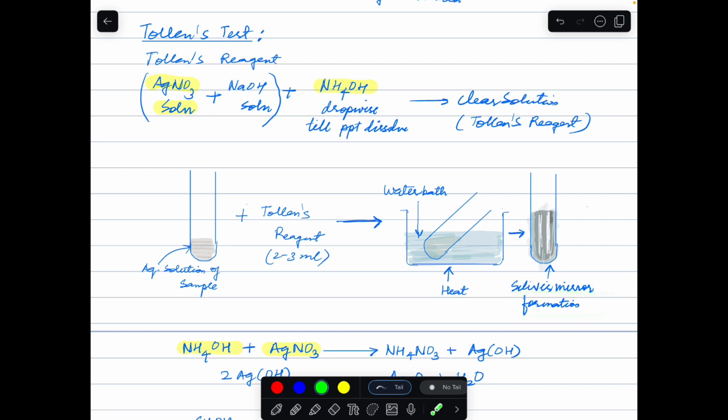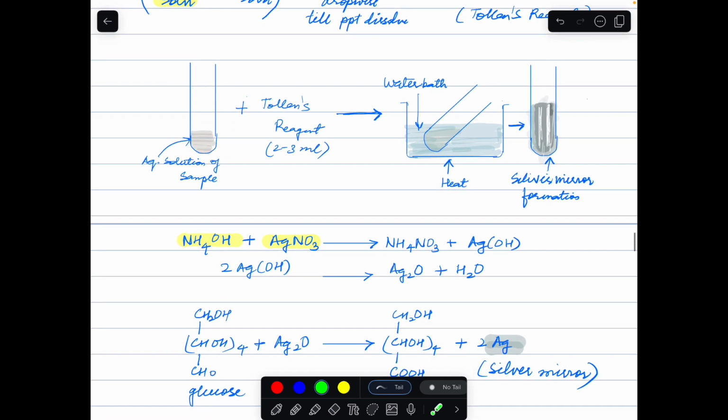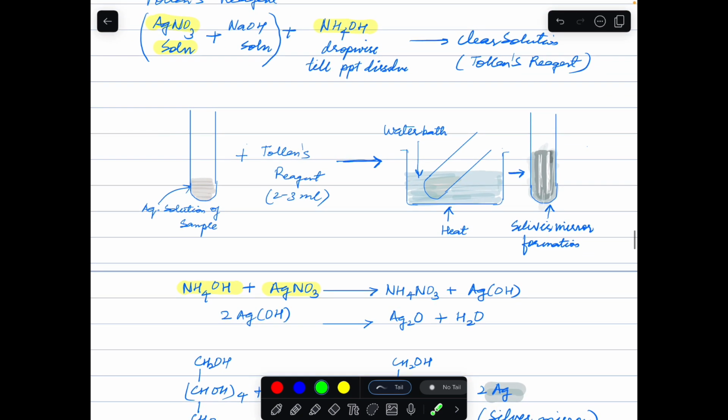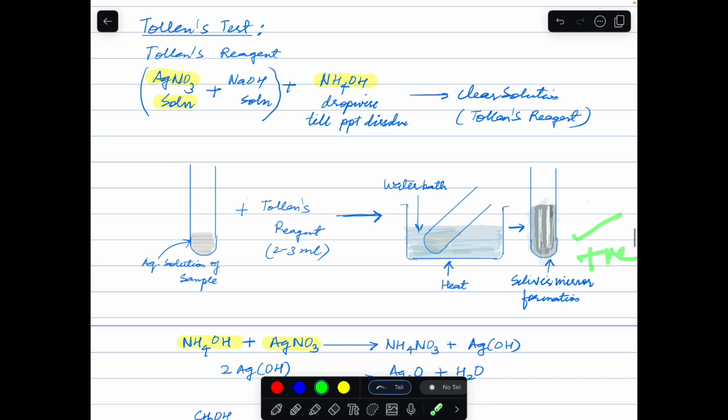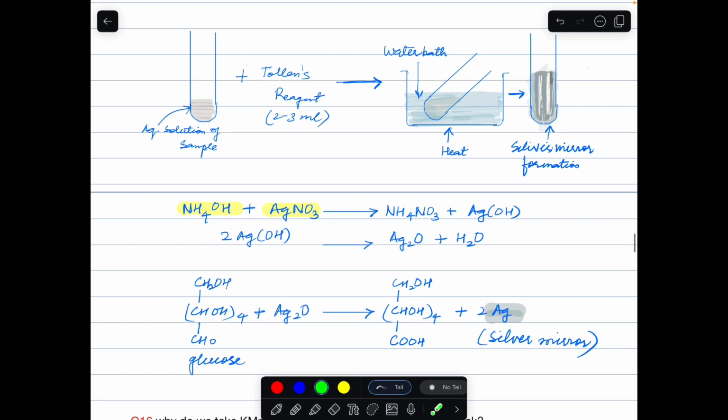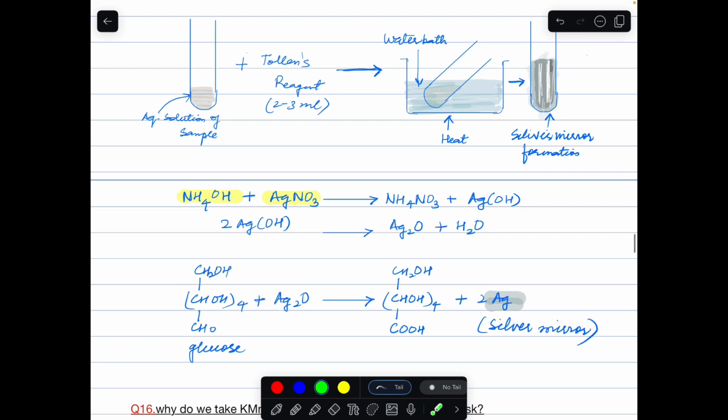And what is this silver mirror? This silver mirror is nothing but silver metal deposited at the inner lining of the test tube. Okay, so if you are getting a silver mirror formation, that means you have got a positive result, that means you are getting a positive Tollen's test. So a reducing sugar is there in the sample.